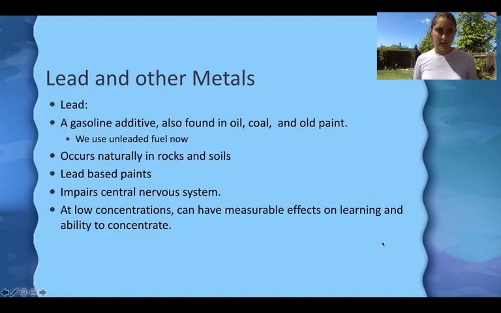Okay, and lead and other metals. So lead and mercury in this unit are the two that the AP wants you to focus on as types of air pollution. We've already talked a lot about mercury, but lead. Lead is something that used to be added to gasoline. It's also something that was added to both oil and coal and paint. We don't add lead to any of these things anymore. That's why when you go to the gas station, you have unleaded gasoline. Lead hasn't been added for a long time.